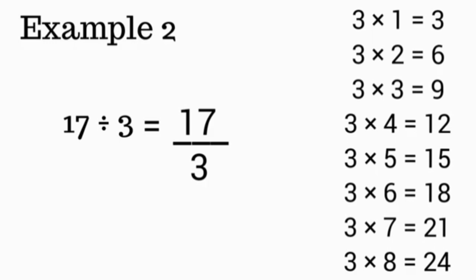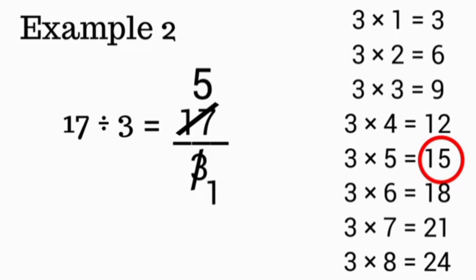So we are going to look out for the closest multiple of 3 to 17, and that is 15. So 3 times 5 gives us 15. So we will say 3 into 17 is 5 times, because 3 times 5 is 15, and 15 is the closest and the smaller number to 17. So we will write 5 times.